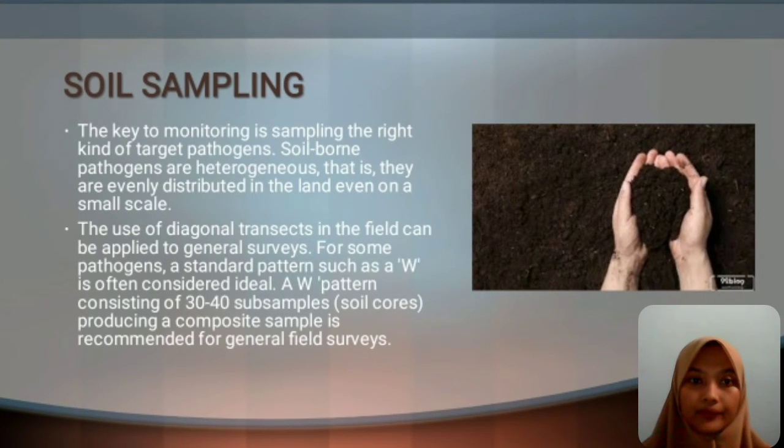Soil sampling. The key to monitoring is sampling the right kind of target pathogens. Soil-borne pathogens are heterogeneous, that is, they are unevenly distributed in the land, even on a small scale. The use of diagonal transects in the field can be applied to general surveys. For some pathogens, a standard pattern such as a W is often considered ideal. A W pattern consisting of 30 to 40 subsamples producing a composite sample is recommended for general field surveys.